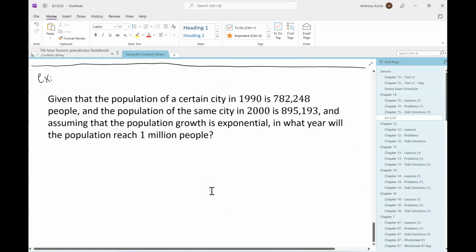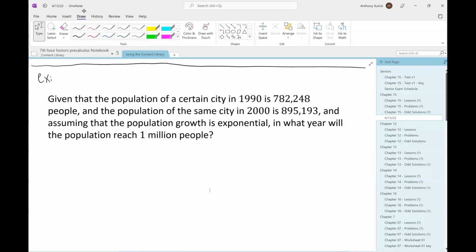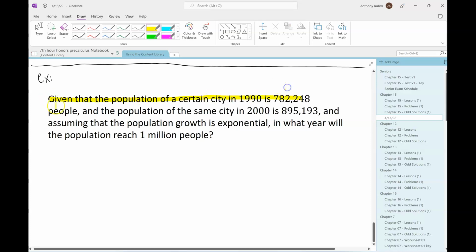Okay. So it says, given that a population of a certain city in 1990 is 782,248 people, and the population of the same city in 2000 is 895,193 people, and assuming the population growth is exponential, in what year will the population reach 1 million people? So when I read this, it really sounds like two questions to me. The first part reads like I'm going to have to write my exponential model for the situation.